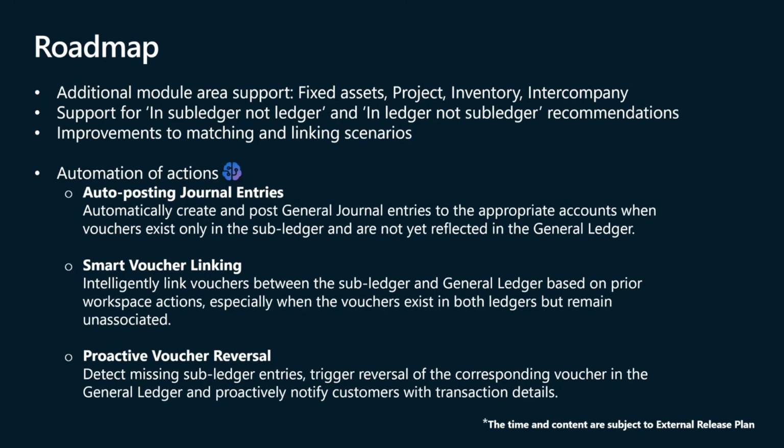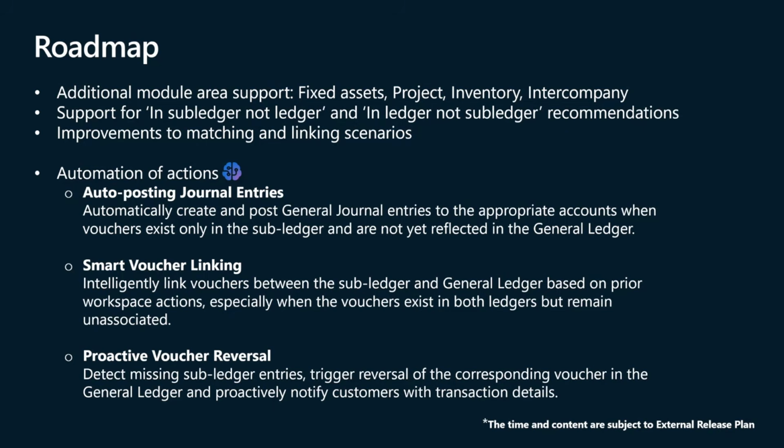In addition, we want to add support for other exception types. The exception type that I showed in the demonstration today was voucher amount mismatch. We also have scenarios for exceptions that are in subledger and not in ledger, and in ledger and not in subledger. We want to have recommendations from the agent for those particular exception types. As part of that, we need to improve the matching and linking scenarios, essentially doing what we're terming intelligent matching, to come up with what those transactions are, if they exist on both sides but weren't found with the correct linkage detail to get a good link. So we're coming up with an approach for that.